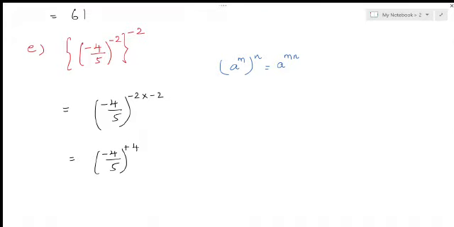So here again we are going to use (a by b) whole power m equals a power m divided by b power m.